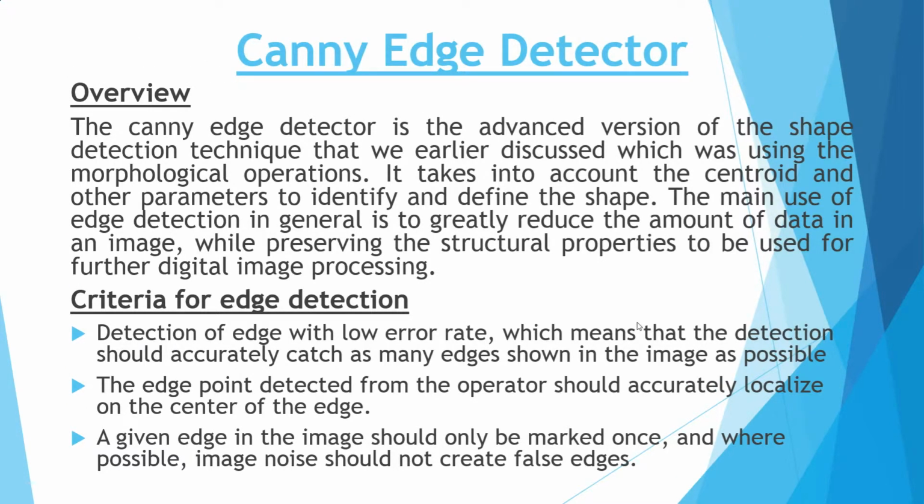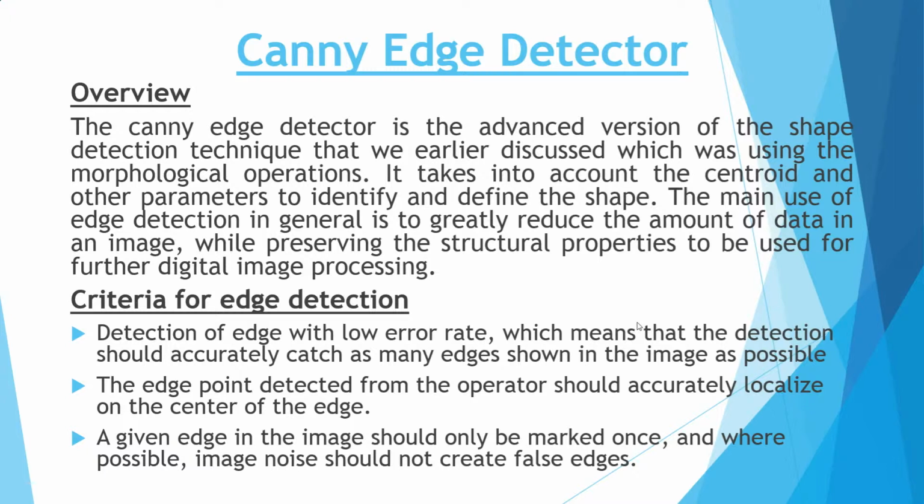Moving on to the Canny edge detector algorithm. The Canny edge detector is the advanced version of the shape detection technique that we earlier discussed that uses morphological operations. It takes into account the centroid and other parameters to identify and define the shape. The main use of edge detection in general is to greatly reduce the amount of data in an image while preserving the structural properties to be used for further digital image processing.